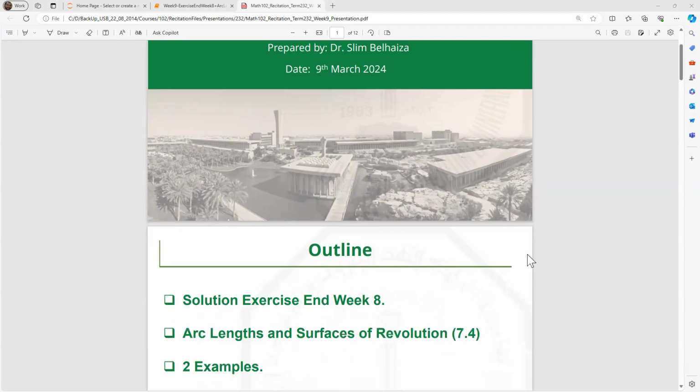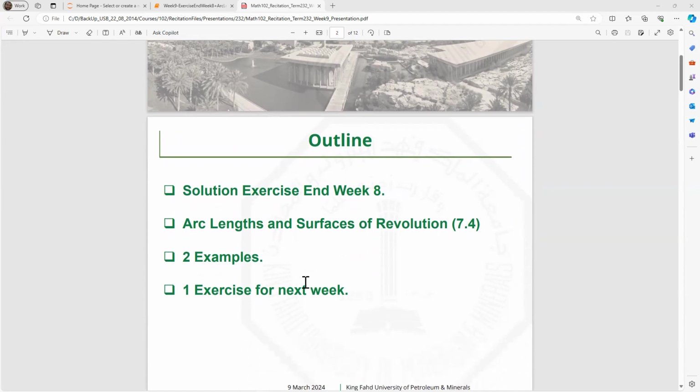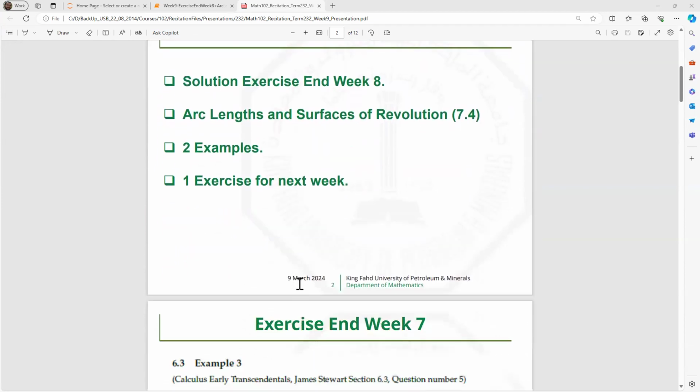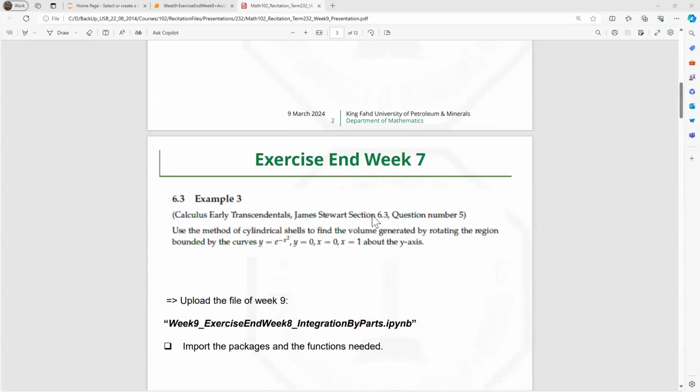And this is the outline of the presentation. We start by solving the exercise at the end of week 8. Then we'll move on to arc lengths and surface of revolution, which corresponds to section 7.4 from our Calculus book. So we'll have 2 examples and 1 exercise for next week. So let's start with the exercise at the end of week 8.